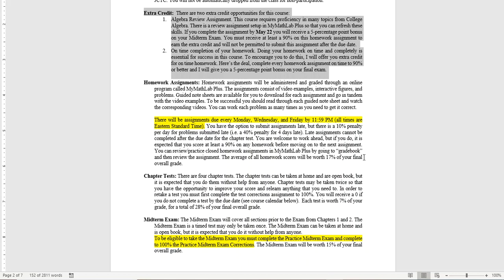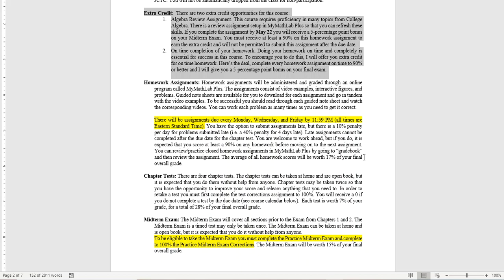There are assignments due every Monday, Wednesday, and Friday, all by 11:59 p.m. Eastern Standard Time. You can do homework assignments late, but there is a 10% penalty for problems that are submitted late. So for example, if you submit something 4 days late, there will be a 40% penalty. Late assignments cannot be completed after the due date for the chapter test that the homework assignment is a part of.